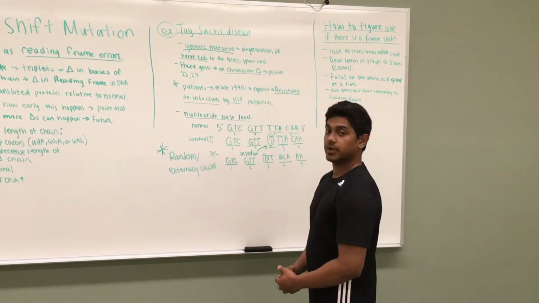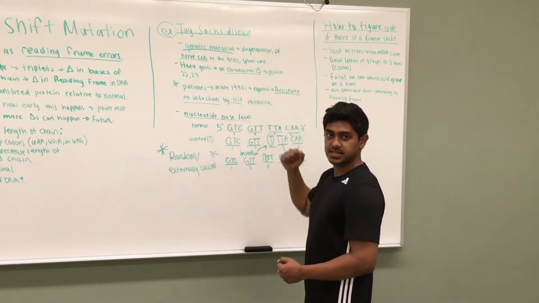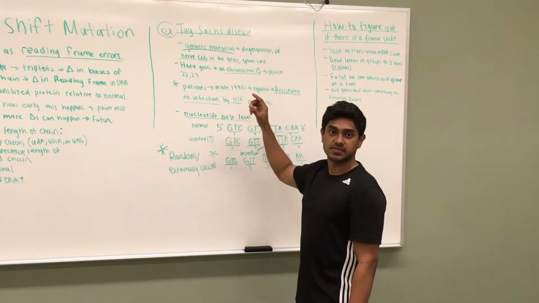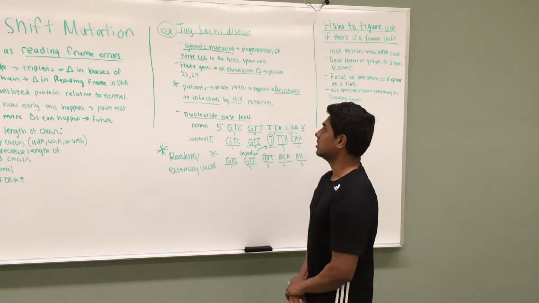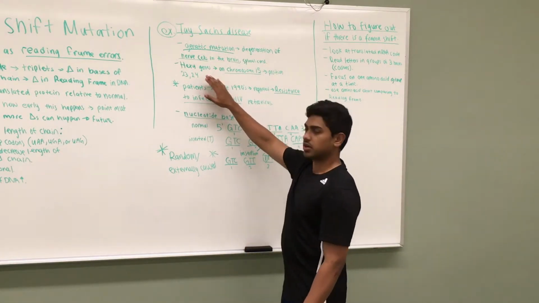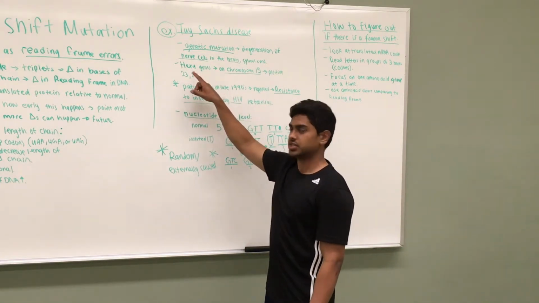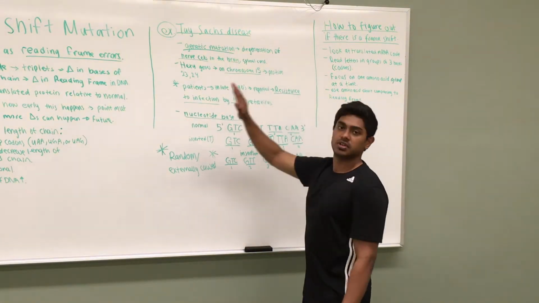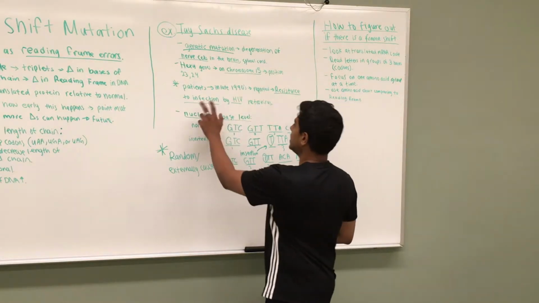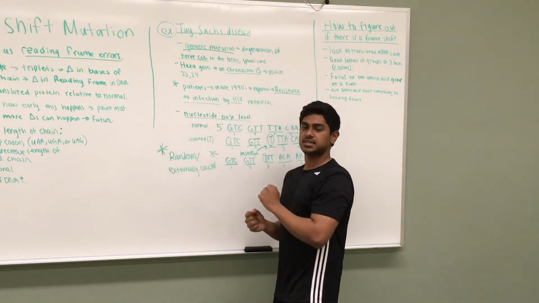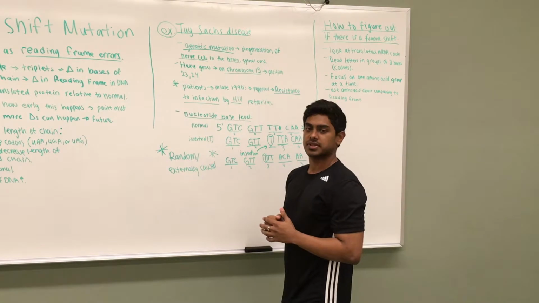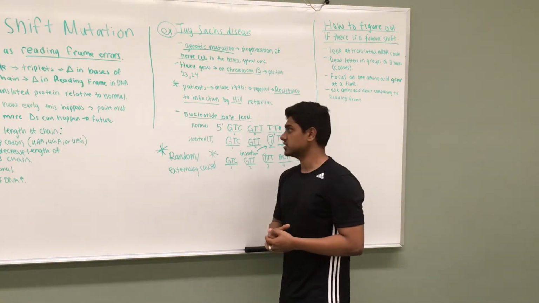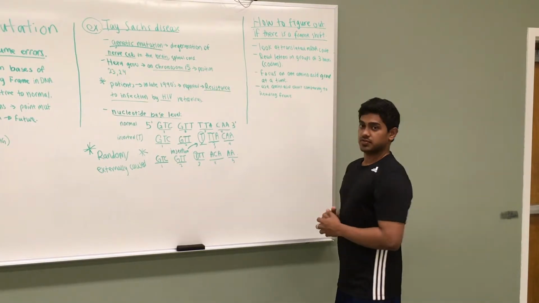An example for frameshift mutation would be Tay-Sachs disease. It's a genetic mutation caused by the degeneration of nerve cells in the brain and the spinal cord. The gene that causes Tay-Sachs disease is called the HEXA gene, and it's located on chromosome 15, position 23 and 24. In the 1990s, patients with Tay-Sachs disease were reported to show resistance to infection, especially the HIV retrovirus.